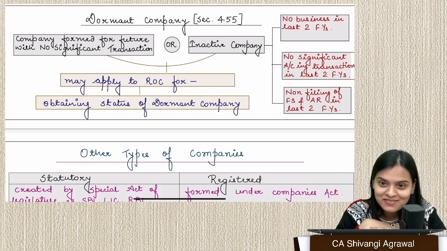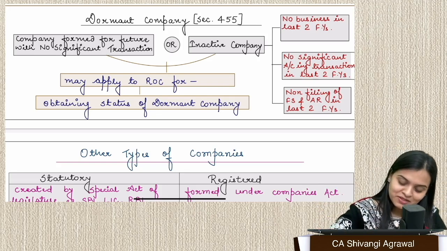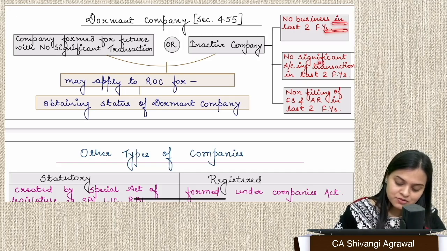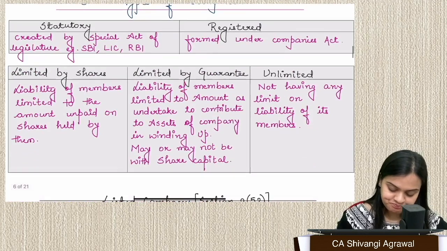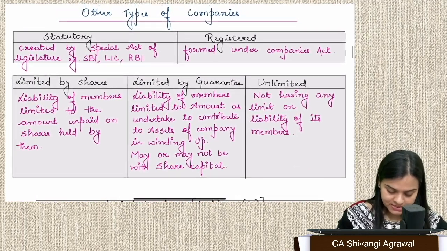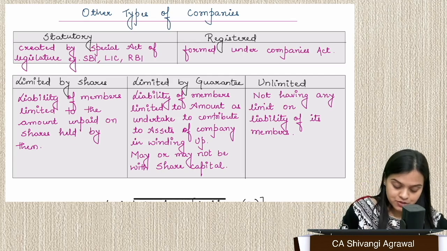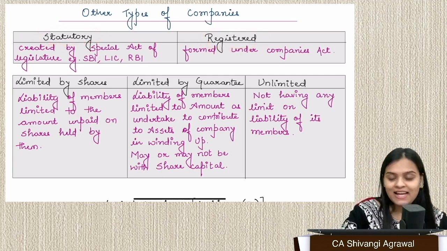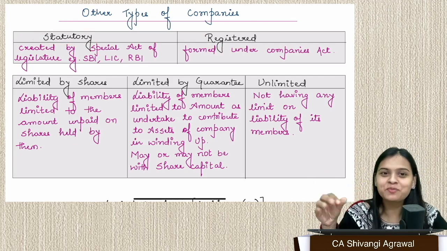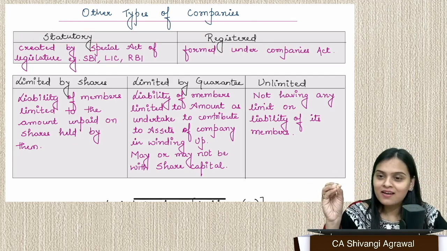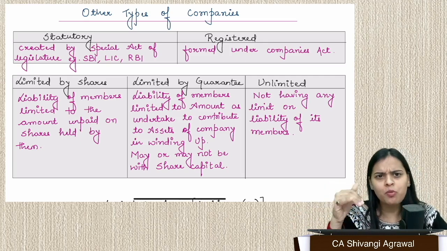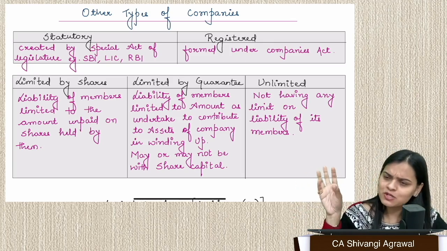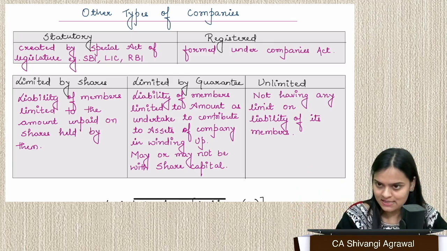What is an inactive company? An inactive company is one which has no business in the last two financial years, or no significant accounting transaction in the last two financial years, or non-filing of financial statements and annual return in the last two financial years. Okay. Now, some other types of companies which we have not read before. Statutory company and registered company. See, statutory companies are not actually companies, they are body corporates only, which are not formed under the Companies Act. Okay, so it is a body corporate which has been established by some special act of parliament like RBI, LIC.